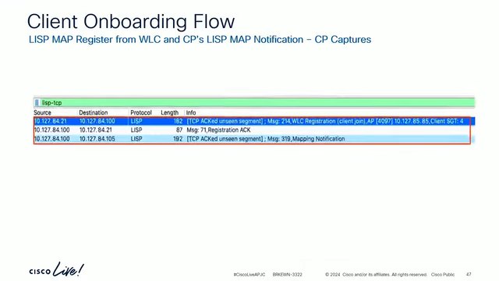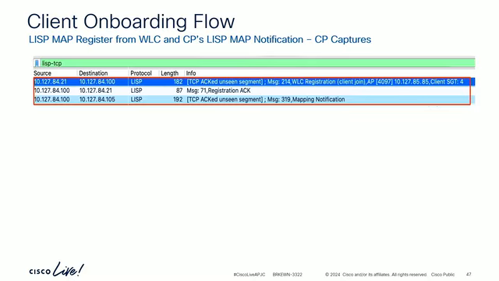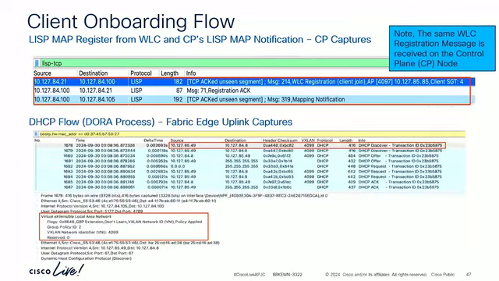So from there, the notification is being sent from the CP to the fabric edge once after getting the map register, right? So here we can see the registration message is received, and then a map notification is sent towards the fabric edge. This is the map notification, right? So the same map notification is received on the fabric edge, and at the same time, the client also initiates the DORA process. So here we have taken the captures on fabric edge uplink. One important thing to note out here.